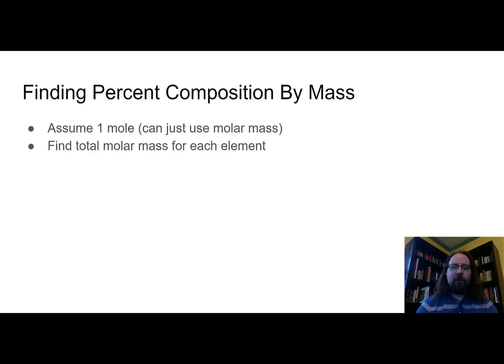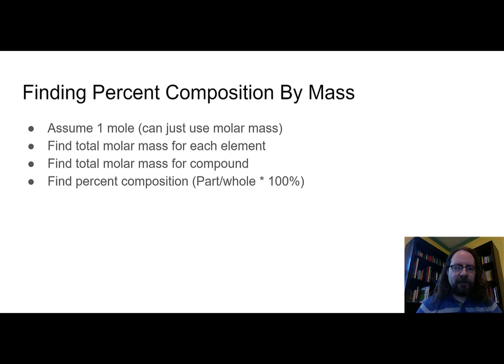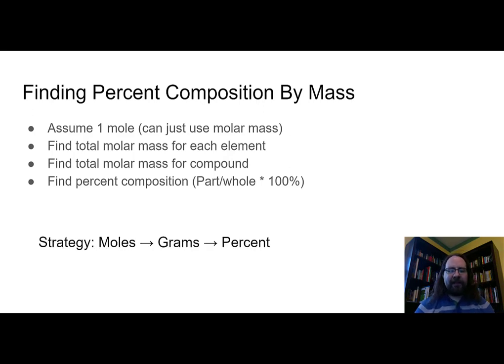We're then going to find the total molar mass for each element in the compound. Once we do that, we find the total mass of the compound. And then once we have each part and we have the total mass, we can find the percent composition by mass for each element in the compound. And that's going to be our part over whole times 100%. The general strategy here is that we're basically starting with moles, and we're turning those into grams, assuming that we have 1 mole of compound. We're using molar mass to find grams, and then the grams give us percents.